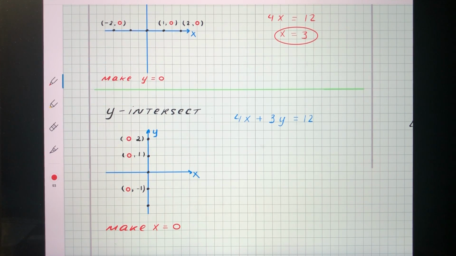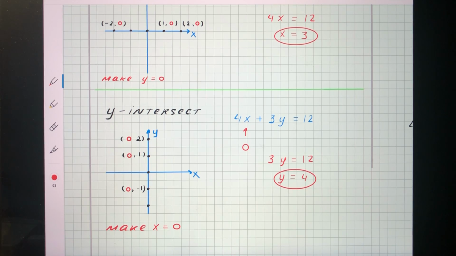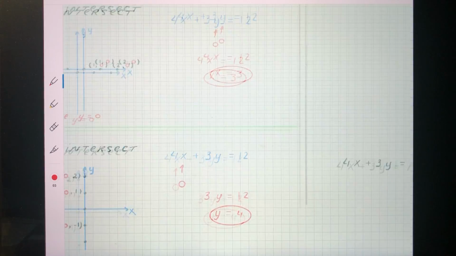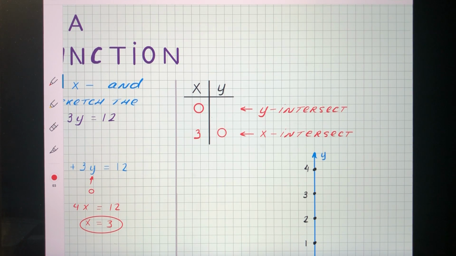Let's do it here. Let's replace this x with a 0, and we will get 3y equals 12. Dividing both sides by 3, we get y equals 4. And this is our y-intersect. So on the other page, let's fill in that information. So here is our table. And if x is 0, y is 4. That's the y-intersect. Now we have both the x and y intersects.